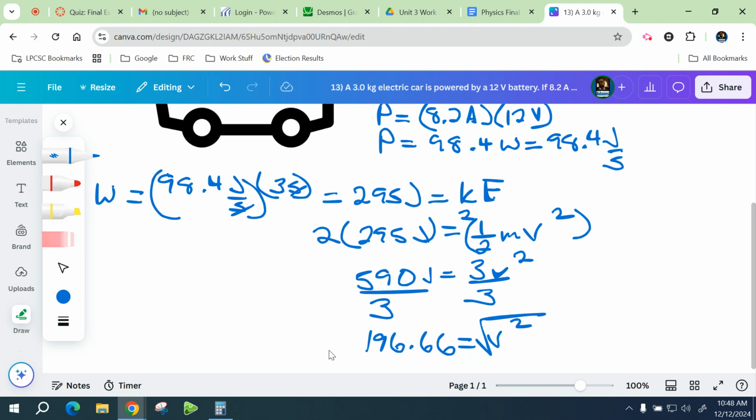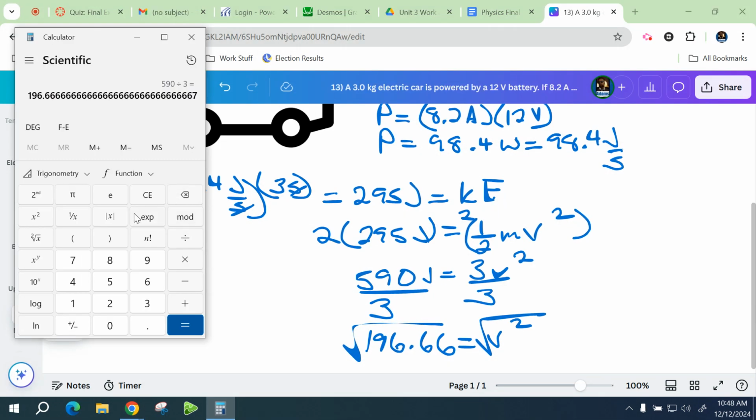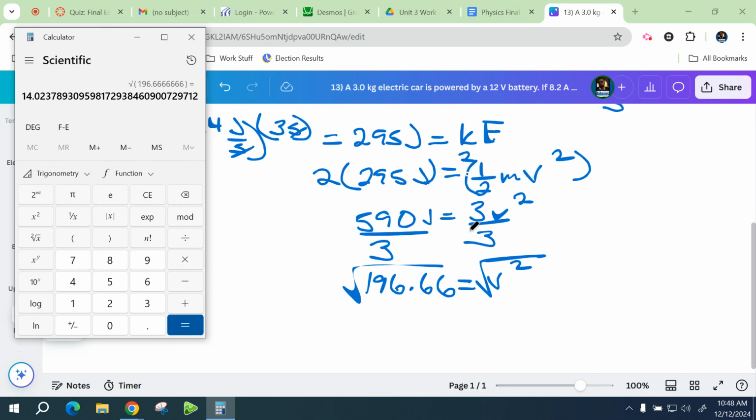Take the square root of both sides. So I'm going to take the square root of this bad boy. Okay, let me go back and clear this out. 196.66666, I'm going to take the square root of that. There it is. It's about 14 meters per second.